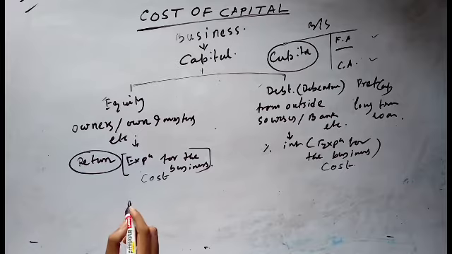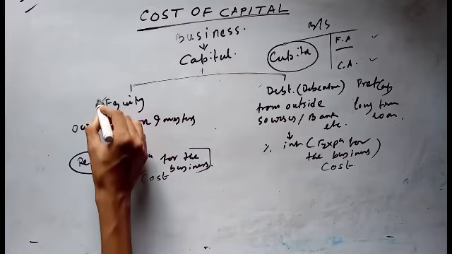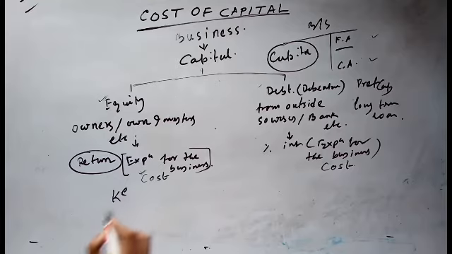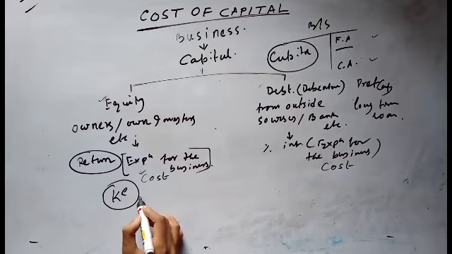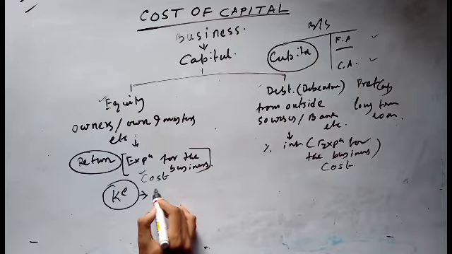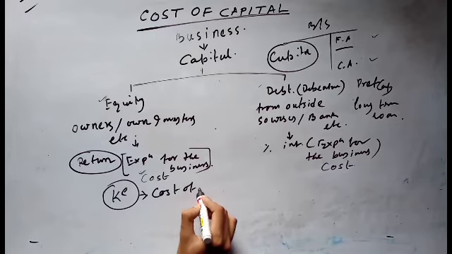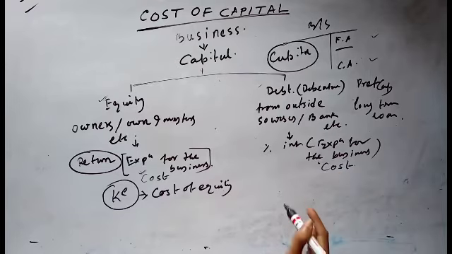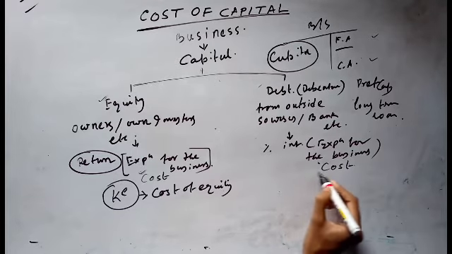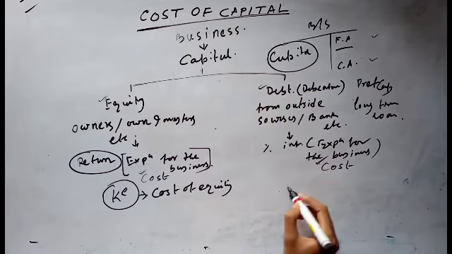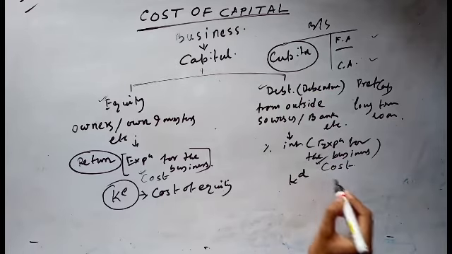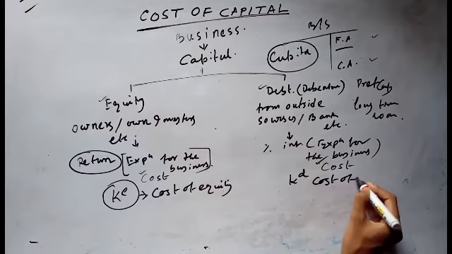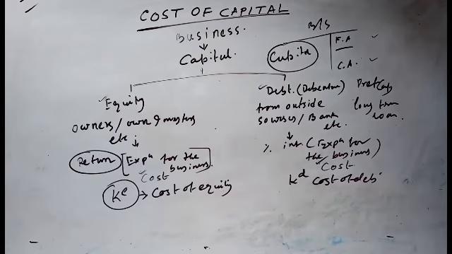So we can call the cost of equity KE. KE represents the cost of equity, and the cost of debt, or cost of debenture, is represented as KD. Now KE is greater than KD.